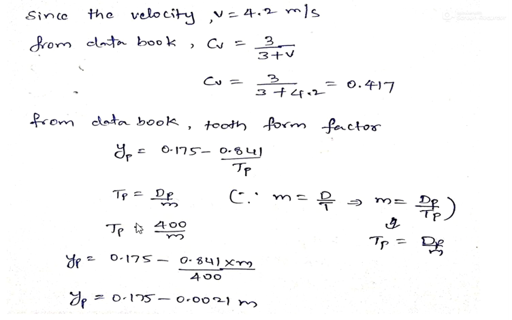So substitute the same thing here in this tooth form factor formula. When you substitute TP as 400 by m, m comes upside, so it is 0.841 into m by 400, and when you simplify this you are getting 0.0021 m. So this is the YP value we got.